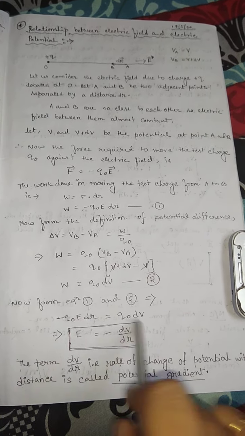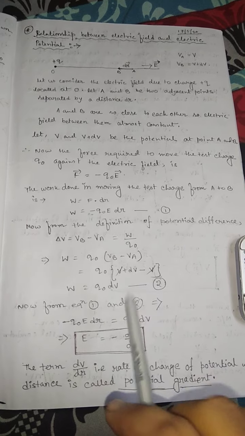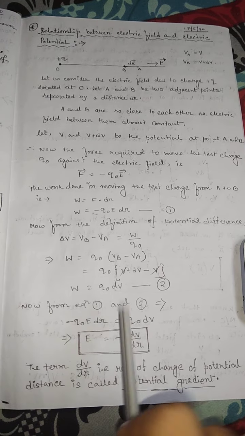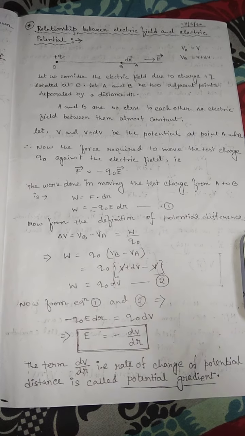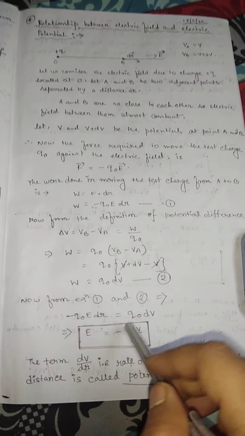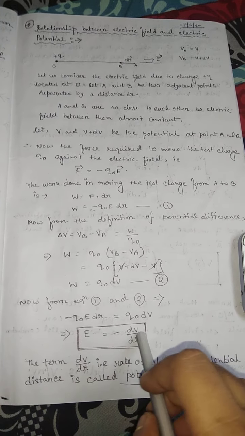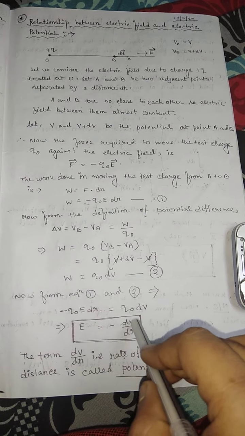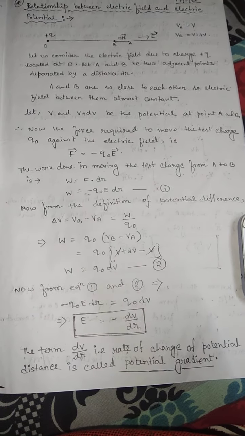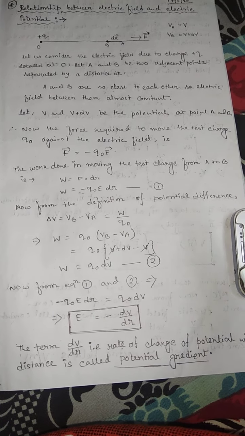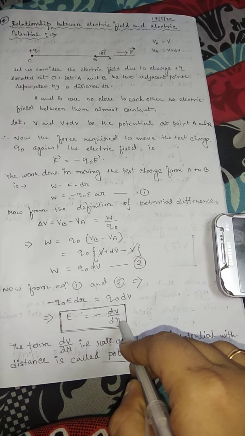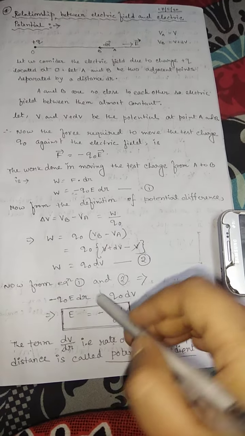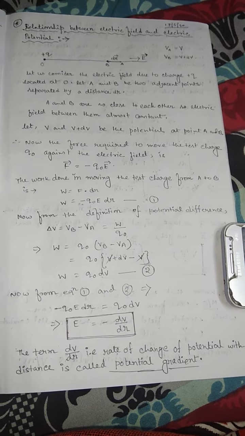So this is the relationship between the electric field and the electric potential, and this is a very, very important relationship, because after this, when we solve numericals, we use this relation between electric field and electric potential in many ways. Okay, and the term dV by dr is called the rate of change of potential with respect to displacement or distance, whatever you say. This is called the potential gradient.